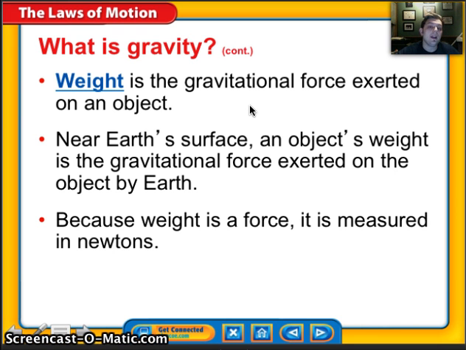Now, your weight will change depending on the size of the celestial body you're on. Right now you're on Earth, so you could step on a scale and find out how much Earth is pulling on you. If you go to the moon, we say you weigh less. Why is that? The moon is smaller, so it doesn't have as much gravity. If you went to Jupiter, you would weigh more, because Jupiter is a lot larger.